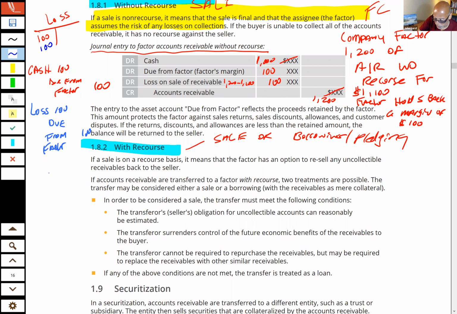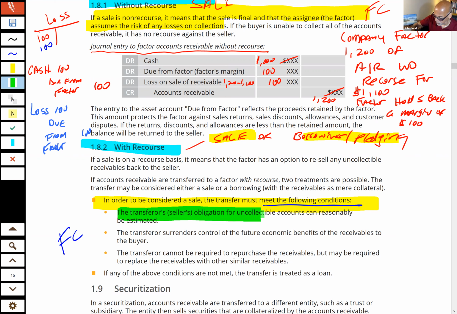Now we've said that it could be without recourse, it could be with recourse. And when we said with recourse, it could be a pledging or it could be a sale. In order to be considered a sale, we must meet all of the following conditions, okay? And so let's flashcard that. The transferor, the seller's obligation for uncollectible accounts receivable can be reasonably estimated.